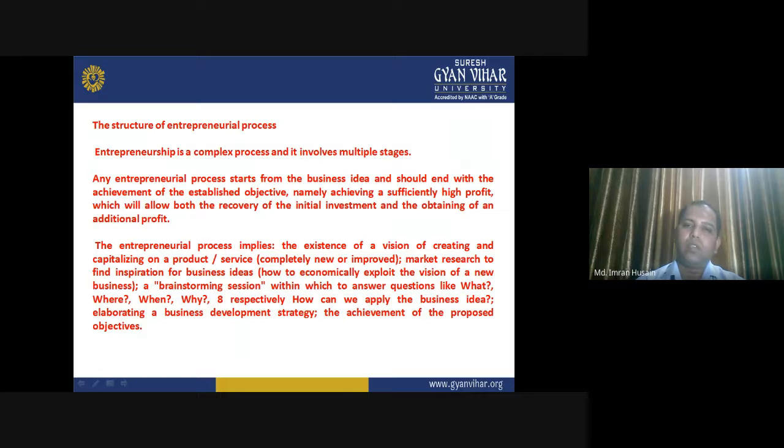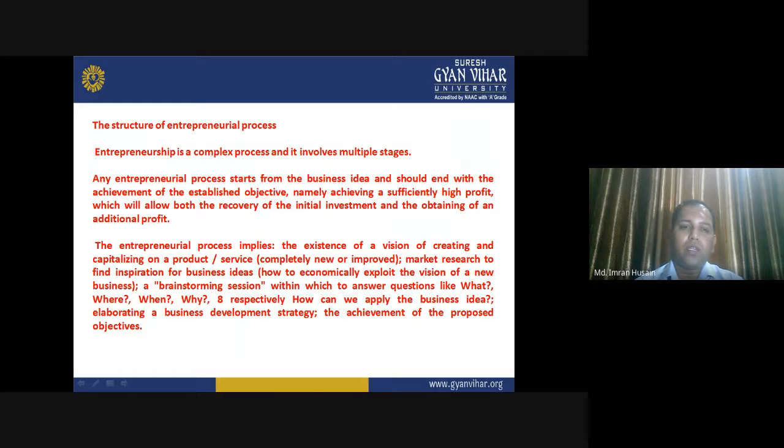Entrepreneurship is a complex process and it involves multiple stages. Any entrepreneurial process starts from the business idea and should end with the achievement of the established objective, namely achieving a sufficiently high profit, which allows both the recovery of the initial investment and obtaining an additional profit. The entrepreneurial process implies the existence of a vision of creating and capitalizing on a product or service that is completely new or improved.